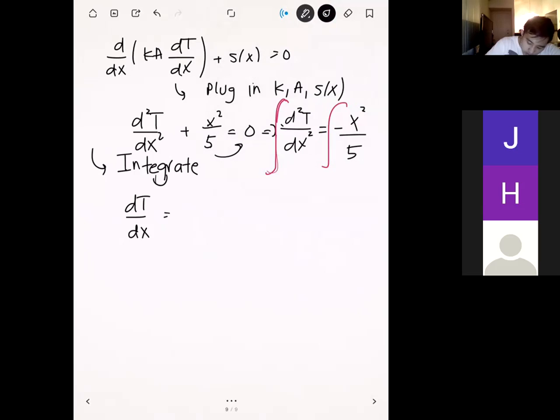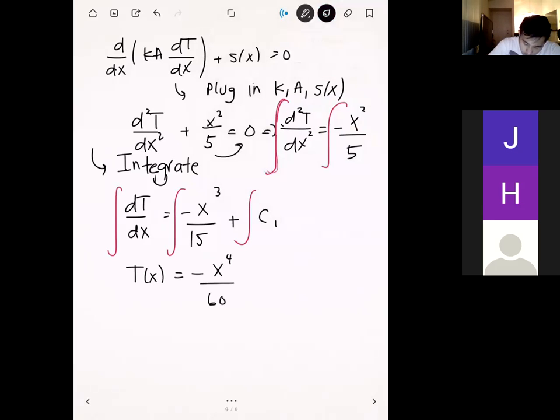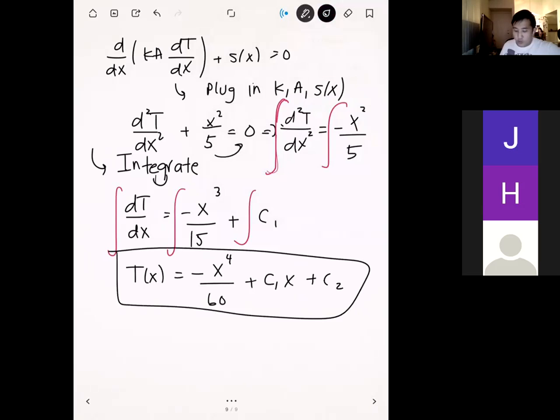On the right-hand side, we have minus x cubed over 15 plus C1. Remember, since we're performing an indefinite integral here, we have to add the constant. If we integrate this again, what we get is T of x equal to minus x to the fourth over 60 plus C1 x plus C2. So there's our general solution. Then to solve for C1 and C2, we're going to apply our boundary conditions.